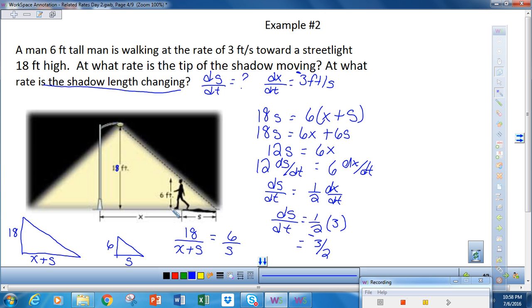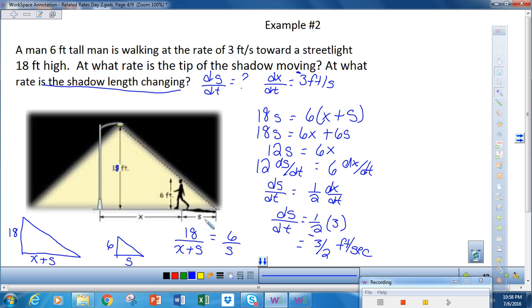Because he's walking toward the lamppost, toward the origin, if we call this the origin, his velocity would be considered negative. So I should have listed this as negative 3. So it would be negative 3/2 feet per second. Now we have ds/dt, which actually answers the second part of this question: at what rate is the shadow length changing? Because this is the shadow length.